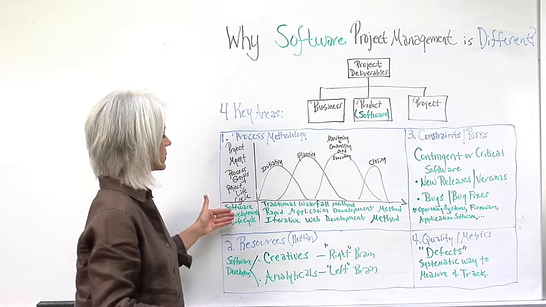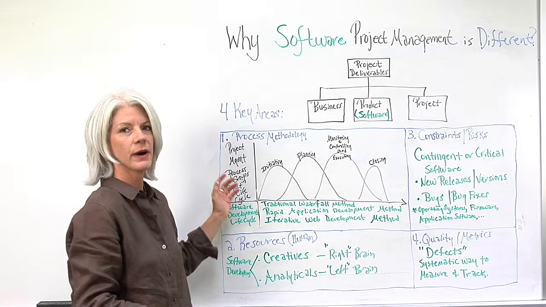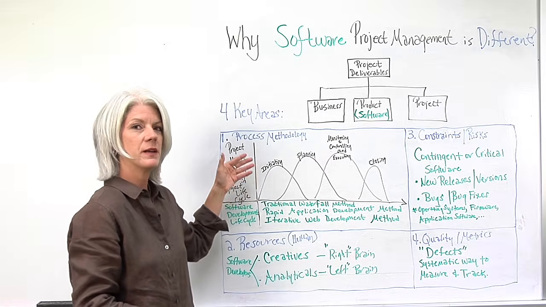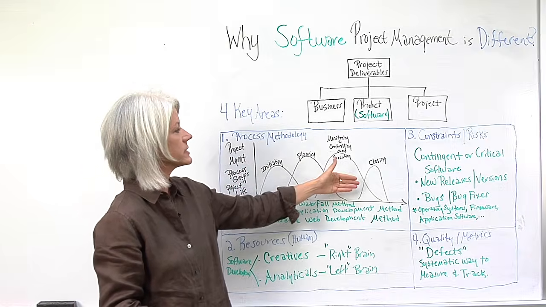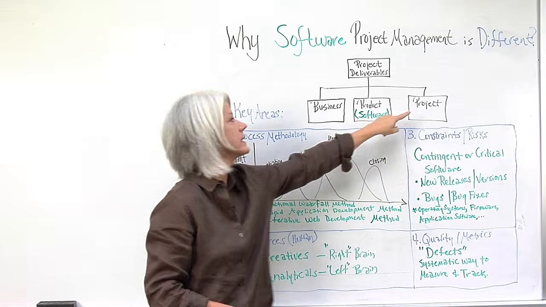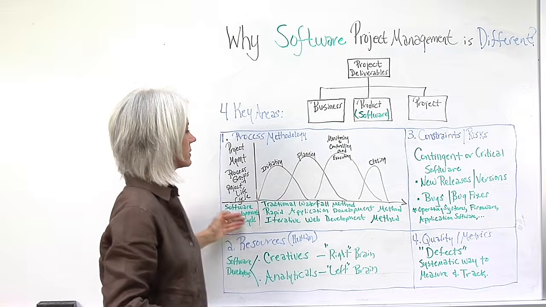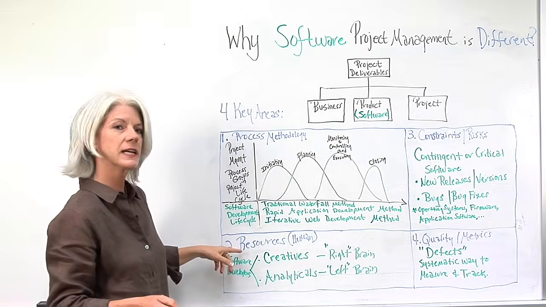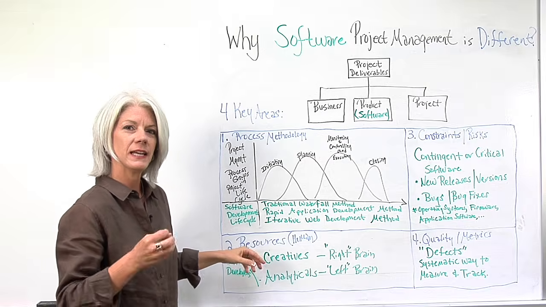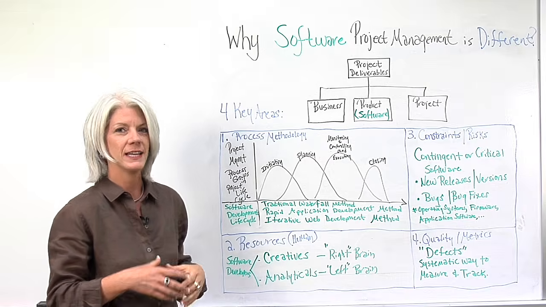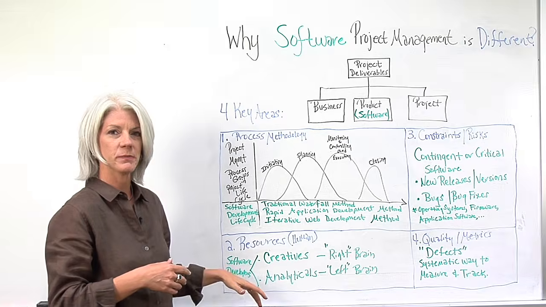So it's the software development life cycle. The project management process groups and life cycle is still the same because remember, we're producing the project management deliverables here and the product or the software deliverables here. The second area are the resources, in this case the human resources, specifically the software developers.